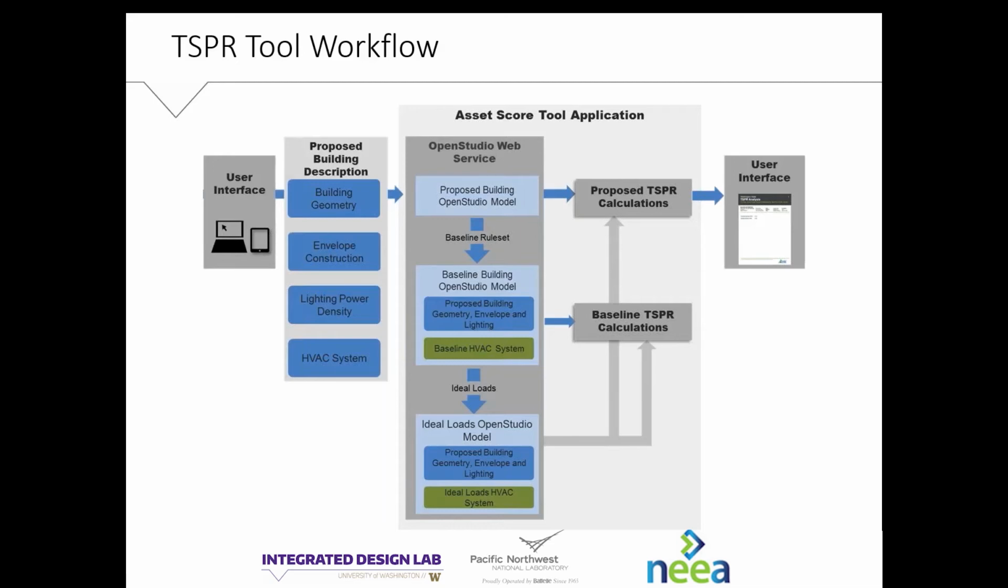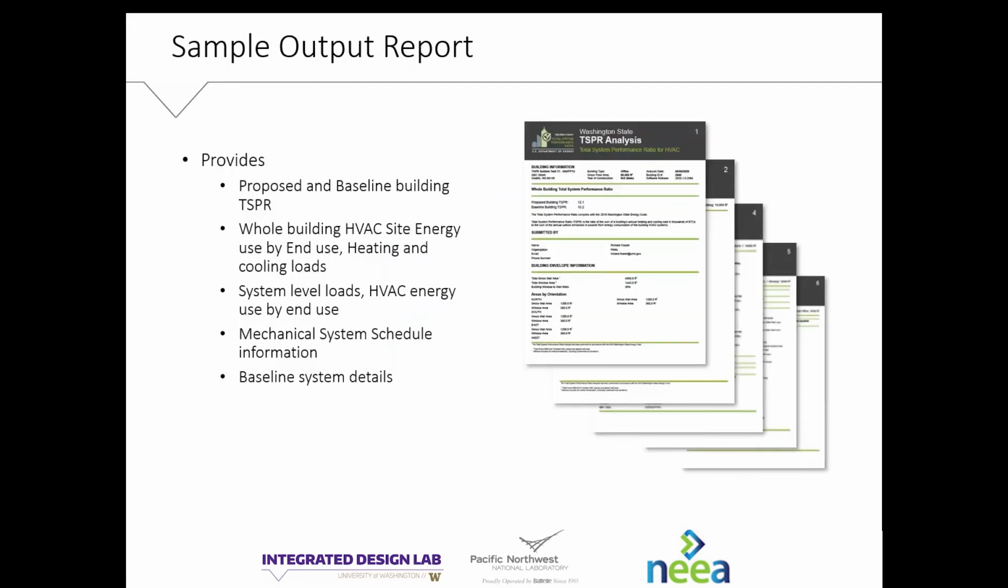It also automatically creates the ideal loads building model, which again uses the same geometry, envelope, and lighting as the proposed building, but replaces the mechanical system with the ideal loads HVAC system in Energy Plus to calculate the annual heating and cooling loads. All of these simulations are then used to calculate the proposed and the baseline building TSPR, and this information is sent to the user in the form of a PDF report.